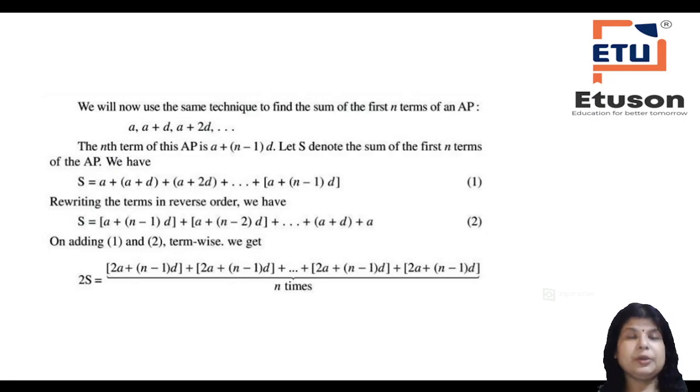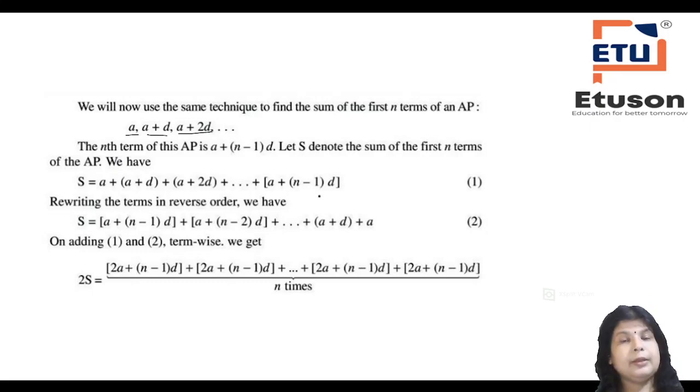Now we will use the same technique to find the sum of the first n terms of an AP. Okay? Suppose the AP is represented by A, A plus D, A plus 2D, and so on. The nth term of this AP is A plus n minus 1 into D. Correct or not? Let S denote the sum of the first n terms of the AP. Right? So now S will be equal to A plus second term A plus D plus third term A plus 2D, and so on up to the nth term, that is A plus n minus 1 D.